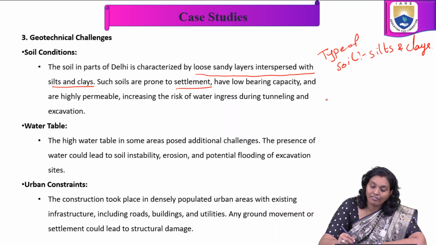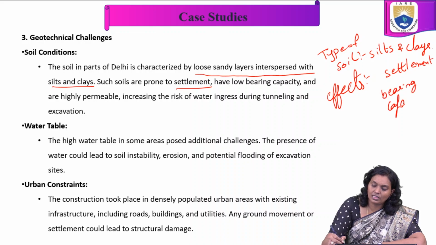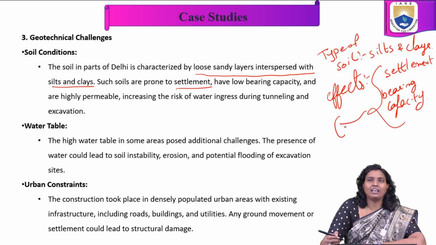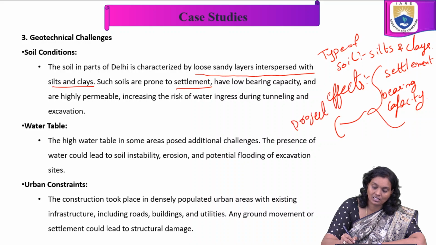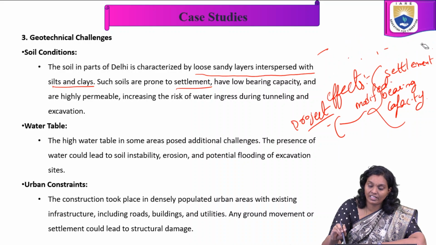And what are the effects we are going to get once we do any type of construction? Settlement, affected bearing capacity of the soil. These are the parameters which we are going to modify for the project to withstand. For getting better results for the project, we have to modify these things in the soil. These are the parameters which are involved.